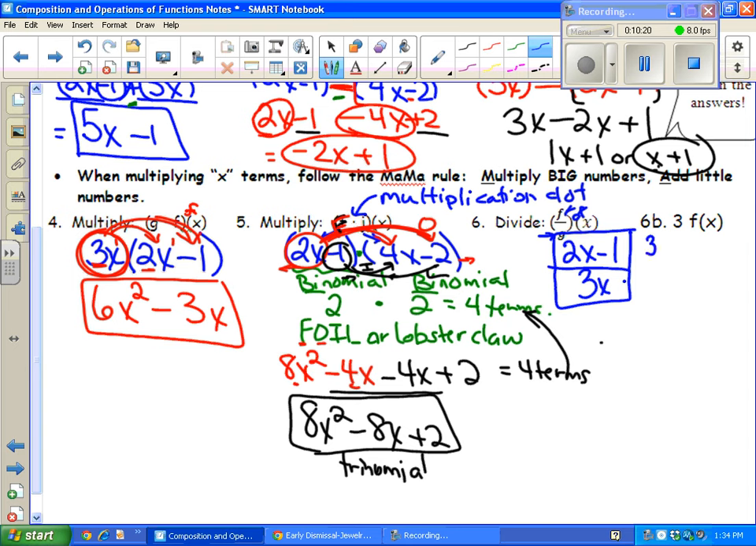6b is 3 times function f of x. So the f of x function is 2x minus 1. So all we're really doing is multiplying everything by 3. 3 times 2x is 6x, and 3 times negative 1 is negative 3. So the answer to that little problem would be 6x minus 3.